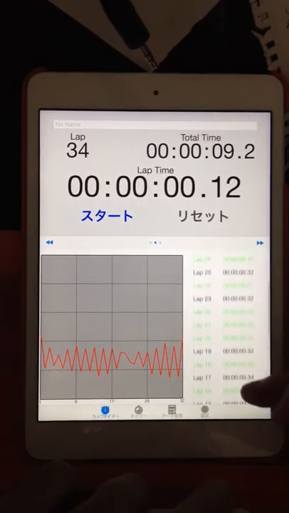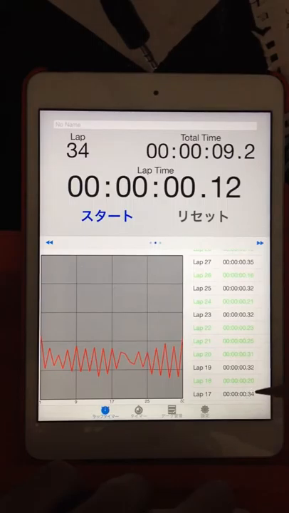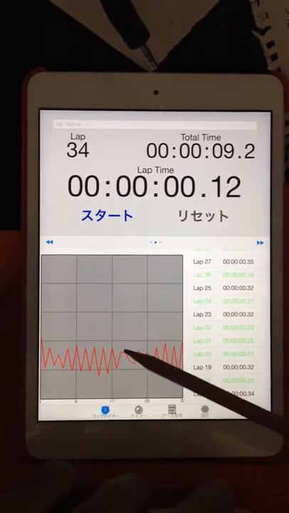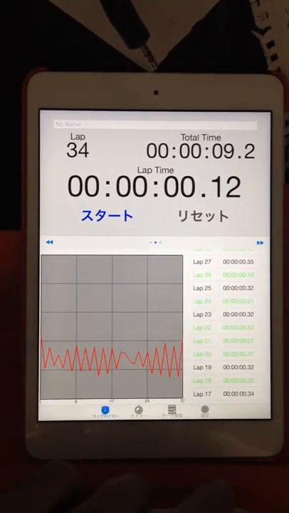Third bar, 1, 2. The difference is 1, and the difference is 2. So difference is 1. It's 2% bounce, almost even bounce.